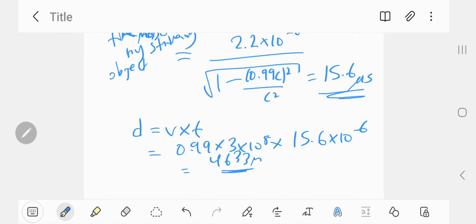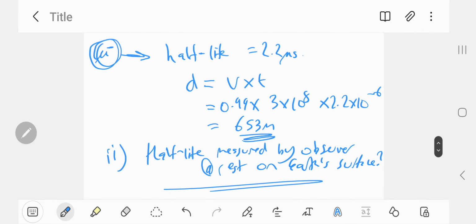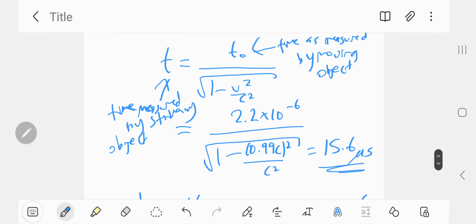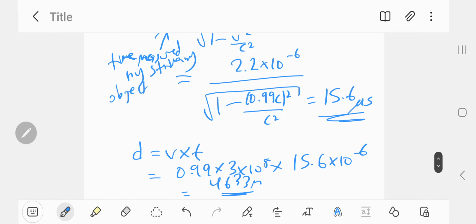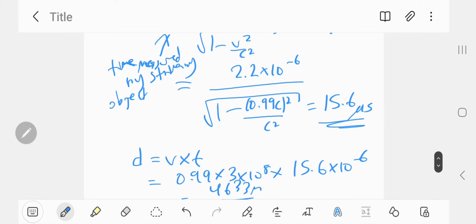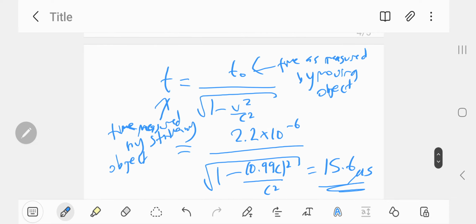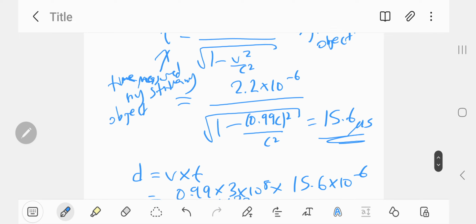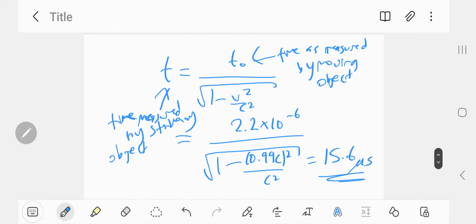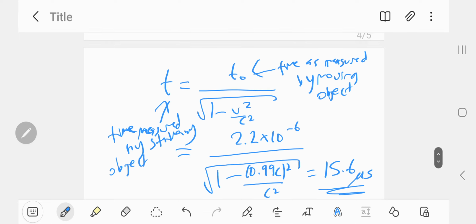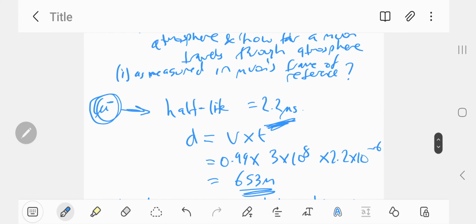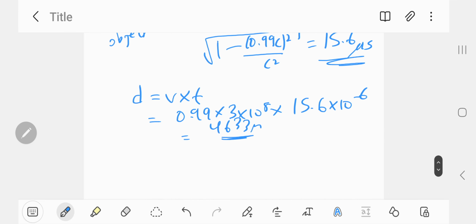So the muon, according to an observer on Earth, will travel a distance of just over 4.5 kilometers, as opposed to the muon in its own reference frame, where it will travel 653 meters. So the distances, as you can see, are different. The muon measures distance differently to the observer. And similarly with the time, half-life 2.2 microseconds in the muon's reference frame and 15.6 microseconds in the observer's reference frame. So in other words, moving objects experience time less, as indicated by this 2.2 microseconds. And that's time dilation.